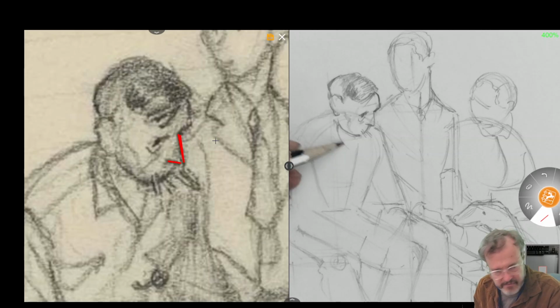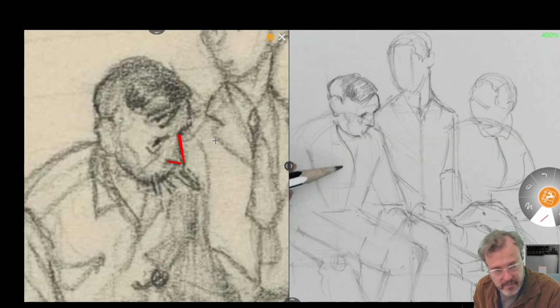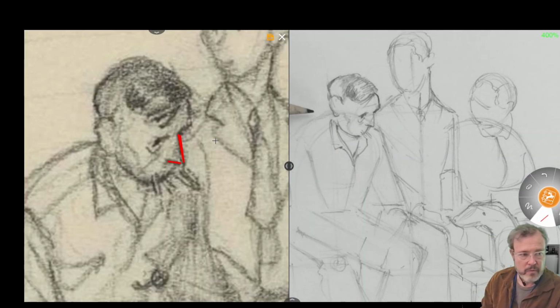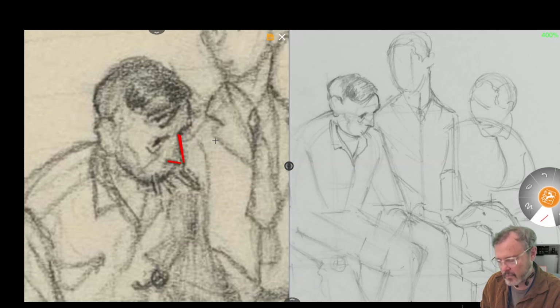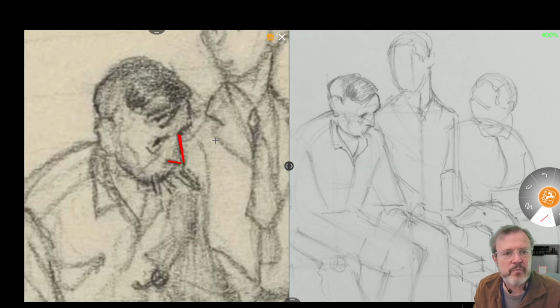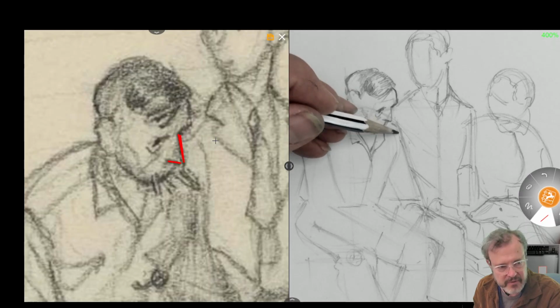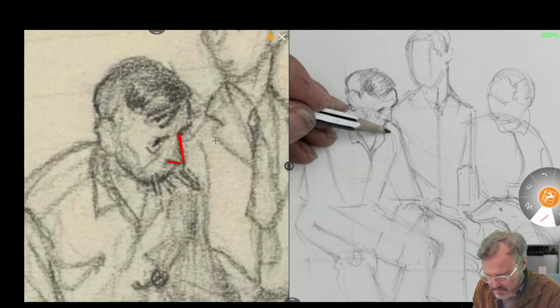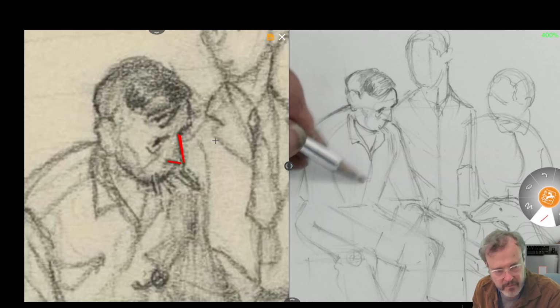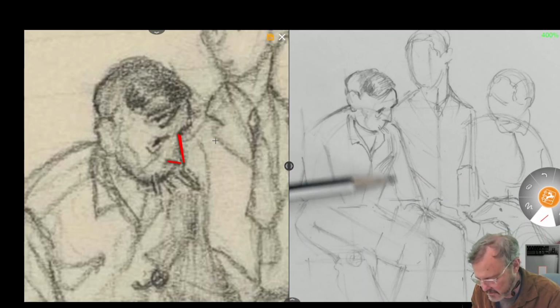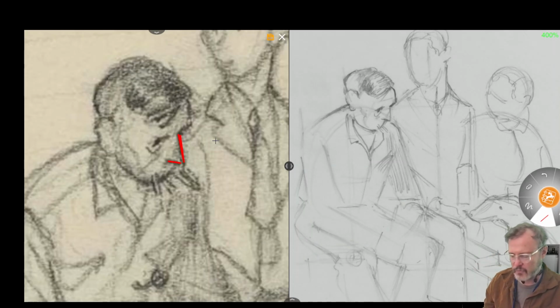Here's a kind of shorthand for the collar. Very simple. And you can see how he's not really worried about his pencil not being that sharp. He's probably using a pretty soft, blunt pencil for this kind of quick study. But he is throwing in shadows as he goes.